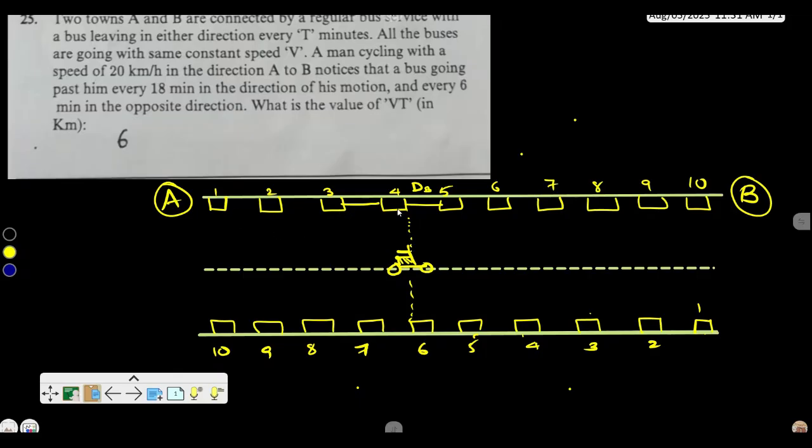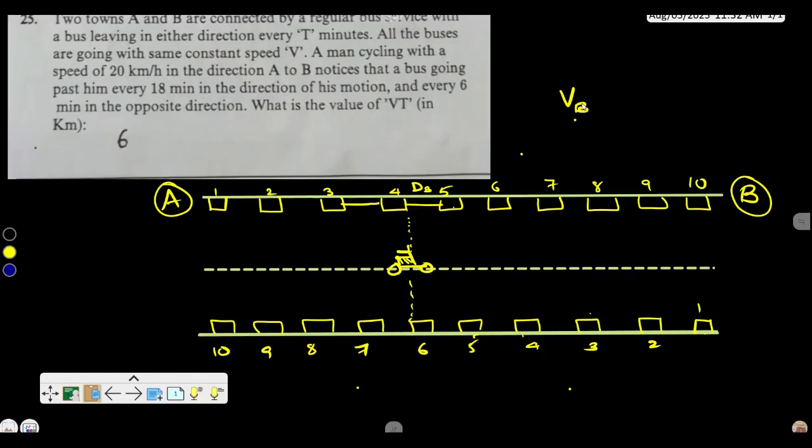First bus, second bus, third bus, fourth bus, fifth, sixth, seventh, eighth, ninth, tenth. The buses are moving in this direction. The buses are moving in the backward direction also. Okay. So now he says all the buses are going with the same constant speed v. So the velocity of the bus is a constant value.